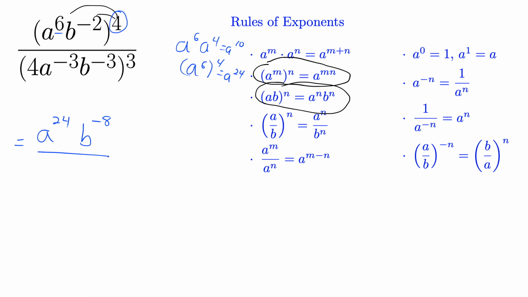All right, down to the denominator we go. 4 to the power of 3 is, well, let's see, 4 squared, 4 times 4 is 16, times 4 is 64. All right, a to the negative 3 times 3 is negative 9. b to the negative 3 times 3, negative 9 again.